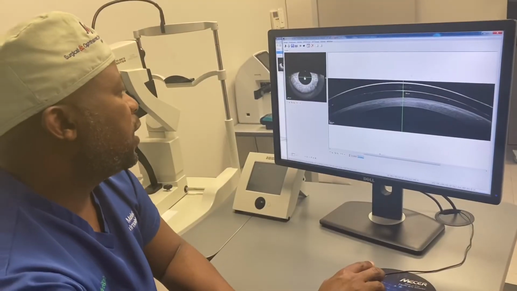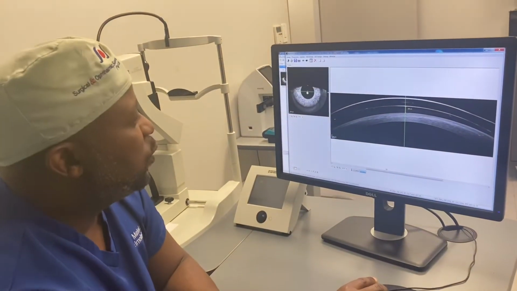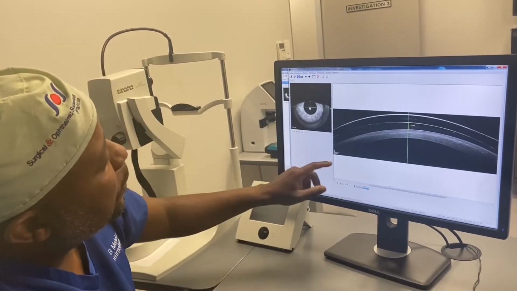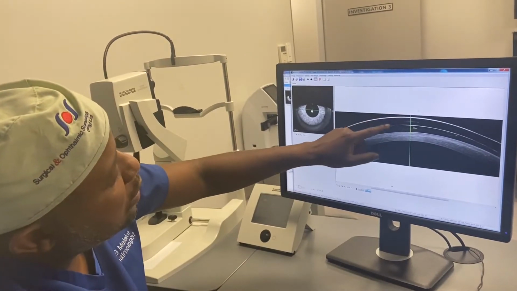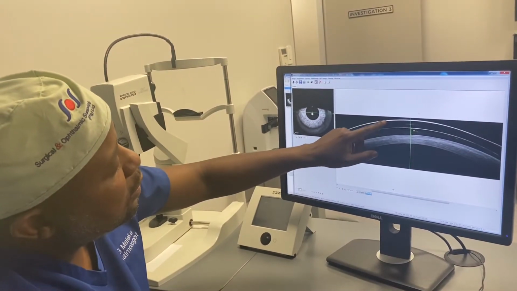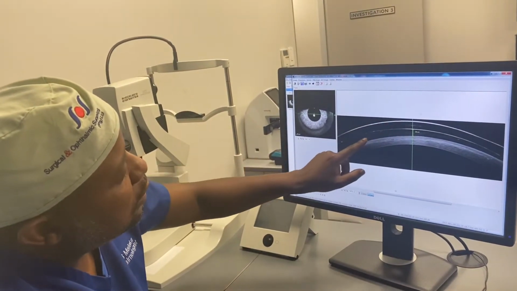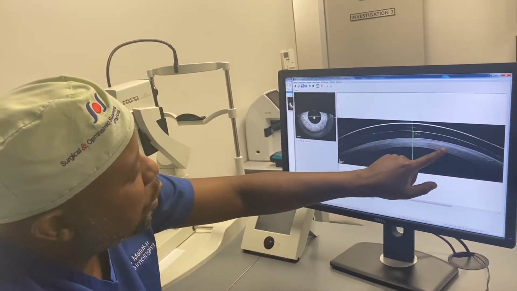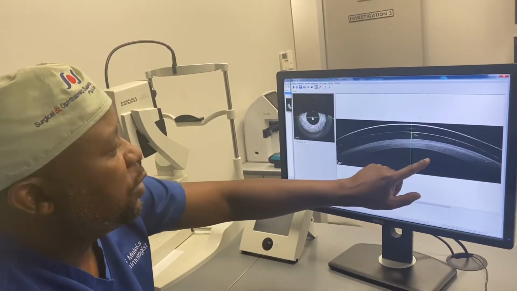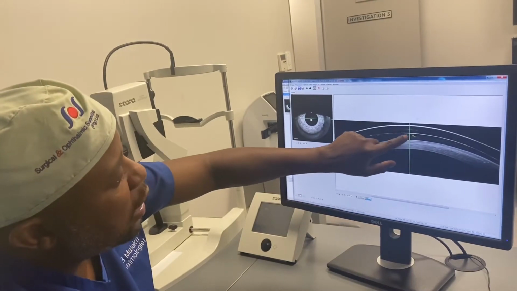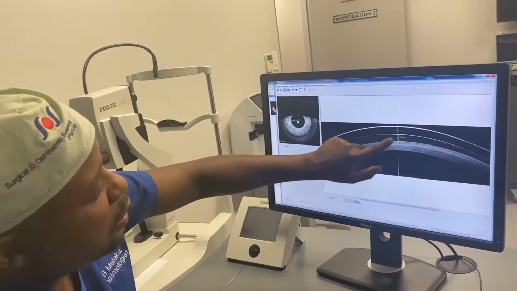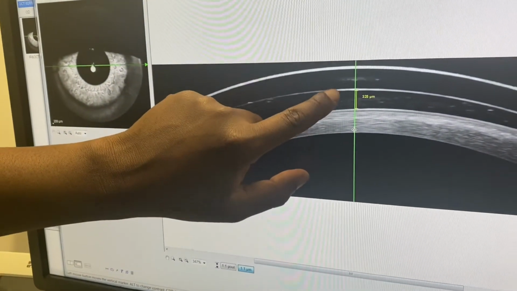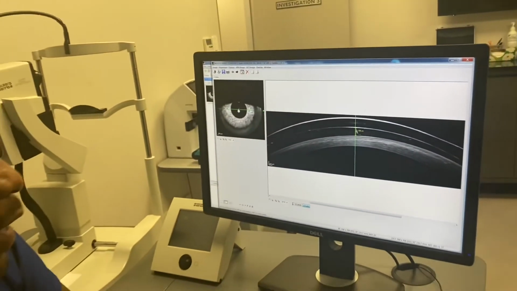This patient came in for scleral lens fitting, which we can also do with OCT assistance, and this actually represents the scleral lens. This is the tear layer between the lens and the cornea. It's a keratoconic patient, and you can actually do direct measurements on the machine itself to exactly measure the tear layer thickness.